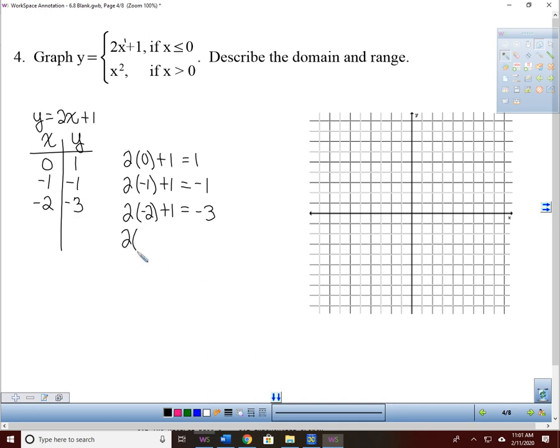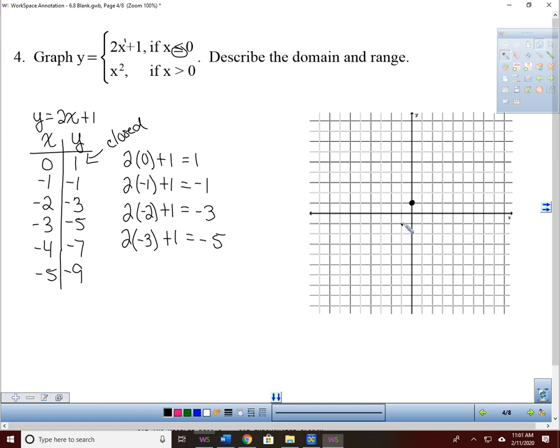Then I have 2 times -3 plus 1. -6 plus 1 is -5. And maybe by now you see a pattern here. I am just subtracting 2 every time, so -4 would be -7, -5 would be -9, so on and so forth. So remember, since I have the equal to bar, that means my first point here is going to have a closed circle. All right, so I go to this point, 0, 1, and I have a closed circle there. Then I'm going to plot the rest of these points.